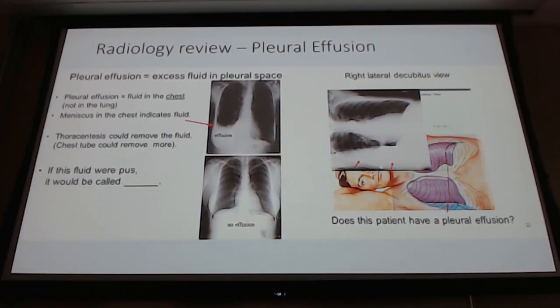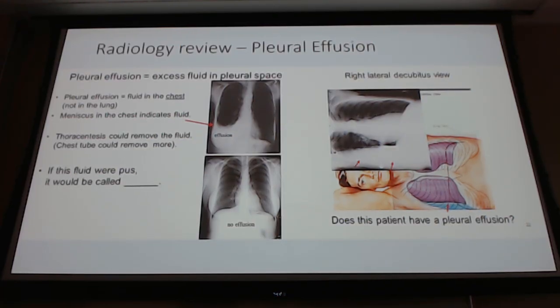So this bottom picture looks very nice. You can see those costophrenic angles. The other side, they're nice and pointy. When it's not there, you can most likely say that there's an effusion, even if it's a small one.